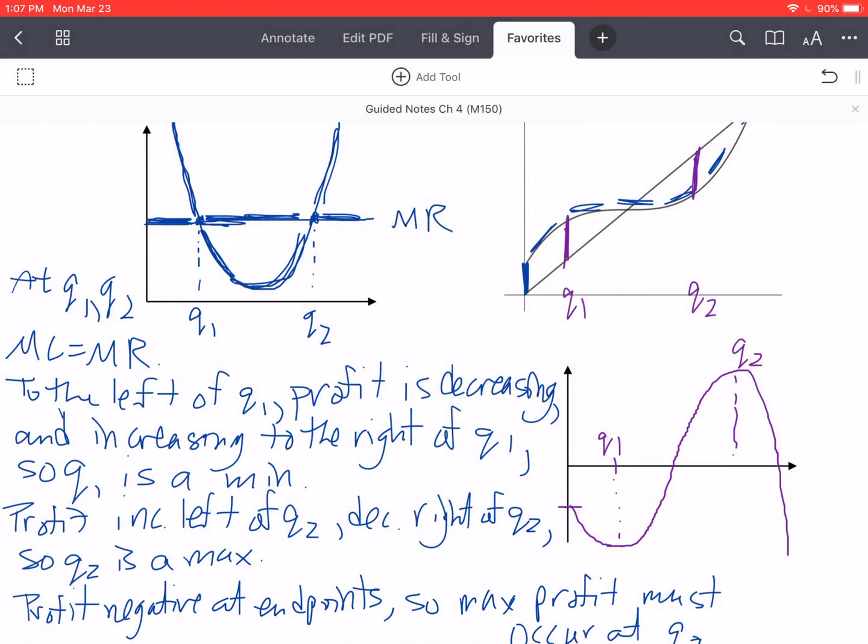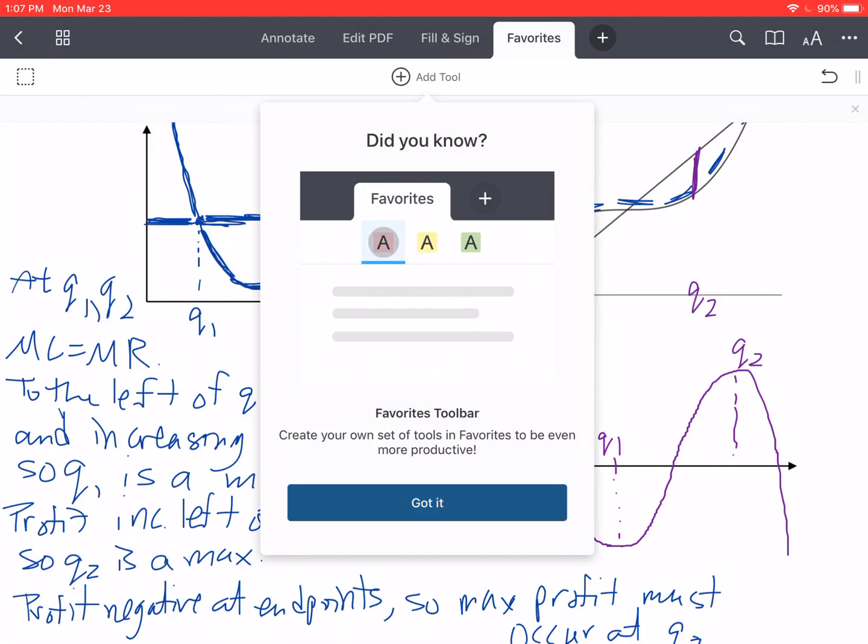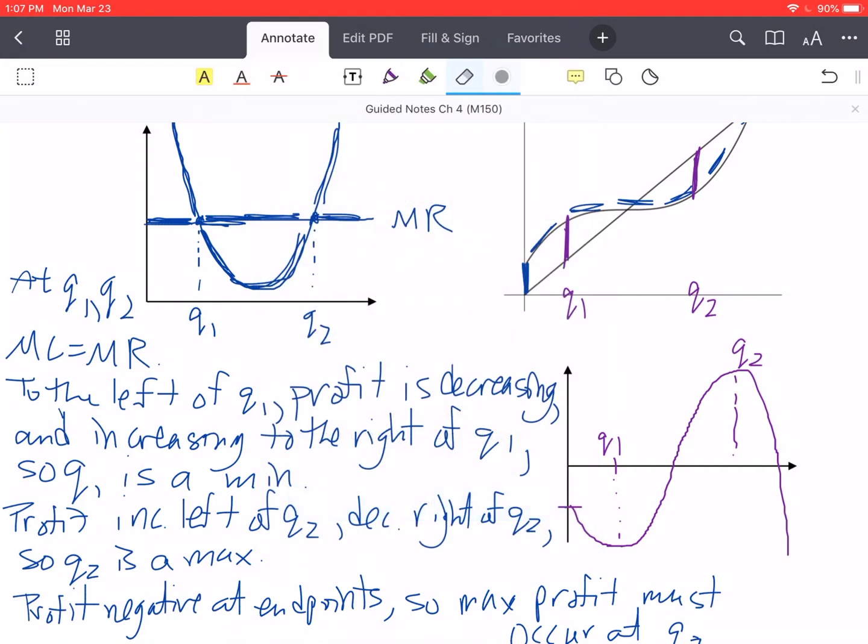Oops. Sorry, everybody. There we go. So over here at Q2, that's where we're going to get our maximum profit. Right? This is on our Q axis, on our dollar axis up here. So this would be a graph of the profit function. Right? So pi of Q.